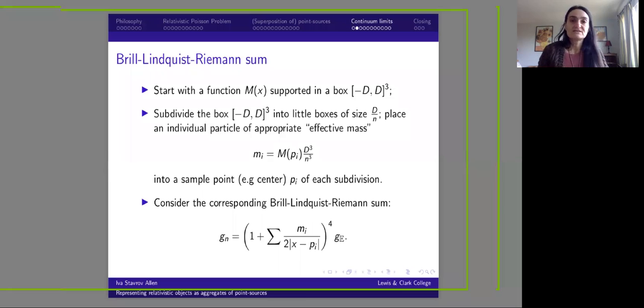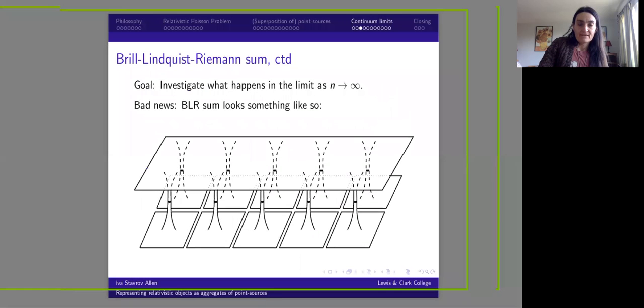So if M is given over a box of sorts, I can divvy up the box into little miniature boxes, evaluate the function M at a point, a center point, for example, within that sub box, and then form the Brill-Lindquist Riemann sum. So this goes in absolute parallel to Riemann sums. Of course, the goal is to look at what happens in the limit as n goes to infinity, as the subdivisions are becoming finer and finer.